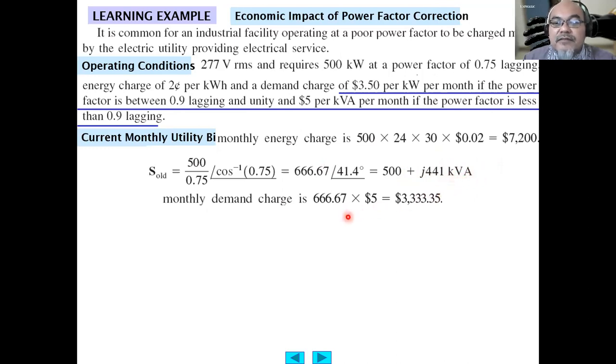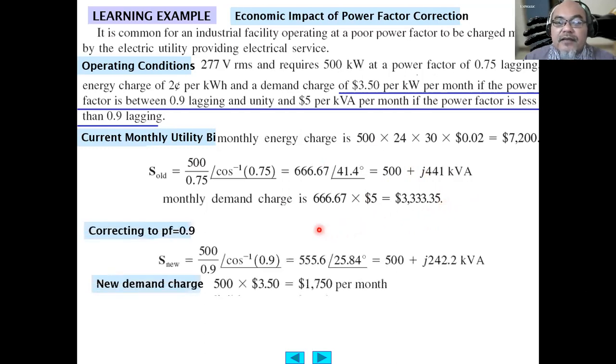So then the demand charge will be equal to this magnitude, kilovolt ampere, times the $5. This is the additional charge. It is $5 per kilovolt ampere per month if the power factor is less than 0.9 lagging. The power factor is less than 0.9 because the power factor is only 0.75. So they have to pay $3,333.35 US dollars.